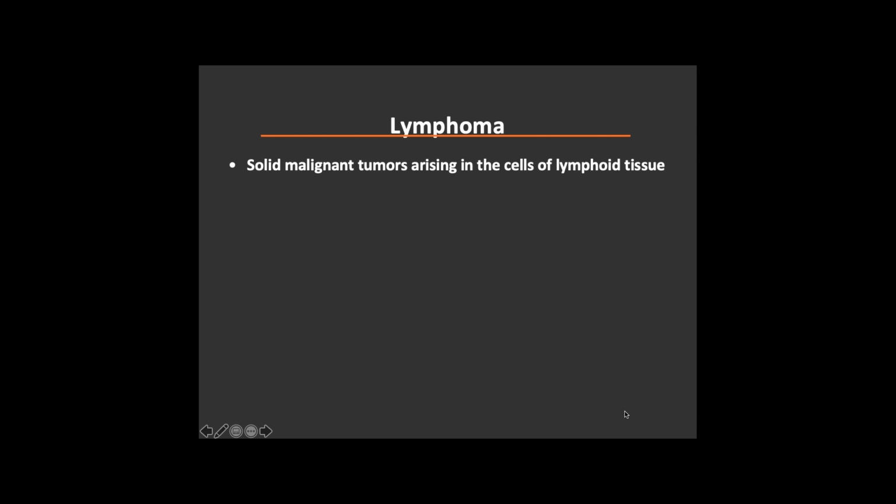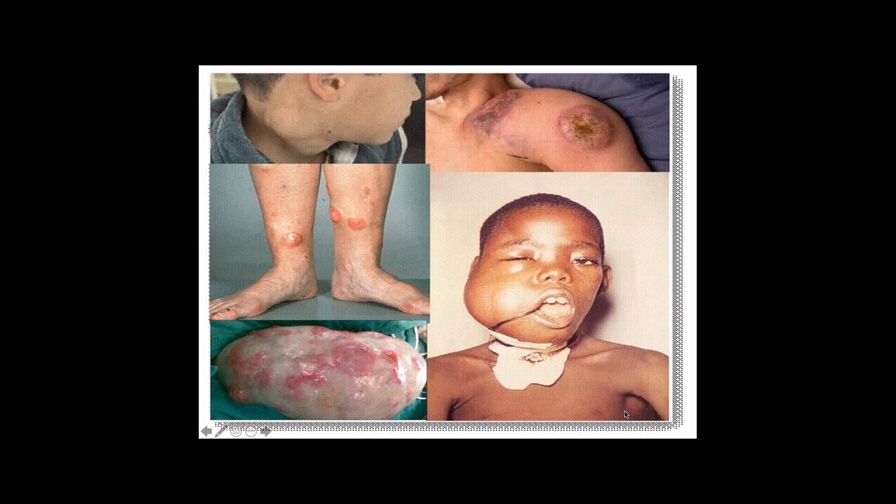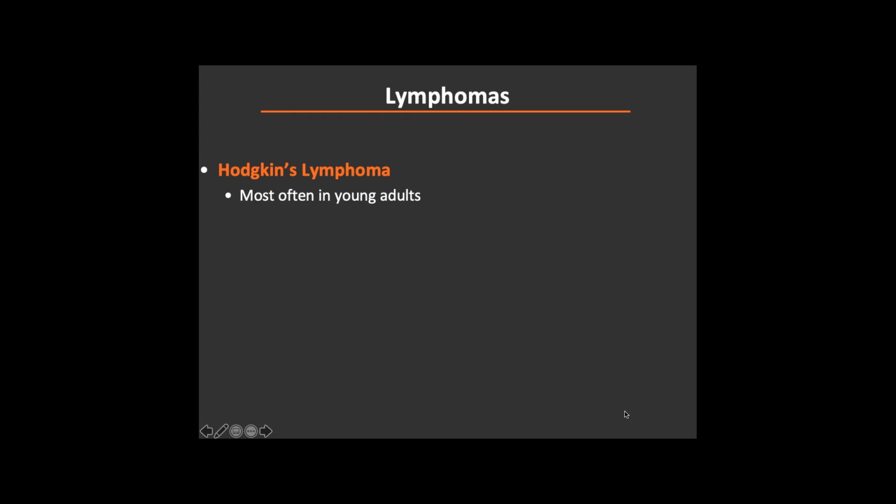Now, lymphoma is a solid malignant tumor that arises from lymphoid tissue, and the tumor replaces the marrow and the lymphoid tissue. It is invasive. It does metastasize. There are immune deficiencies leading to infections and anemia, lymphedema, splenomegaly, and you can see here the different types of outcome of lymphoma. Now, we're going to talk about two types of lymphoma, Hodgkin's lymphoma and non-Hodgkin's lymphoma.